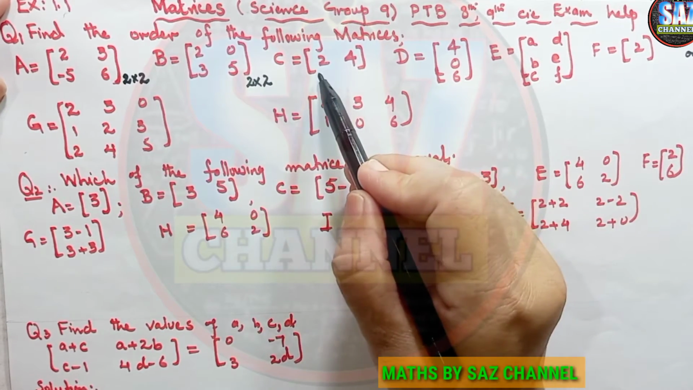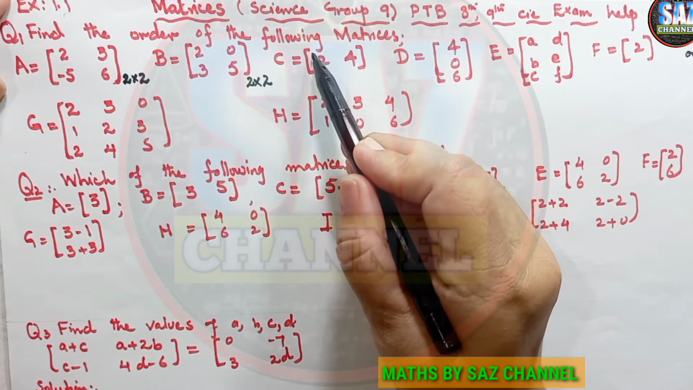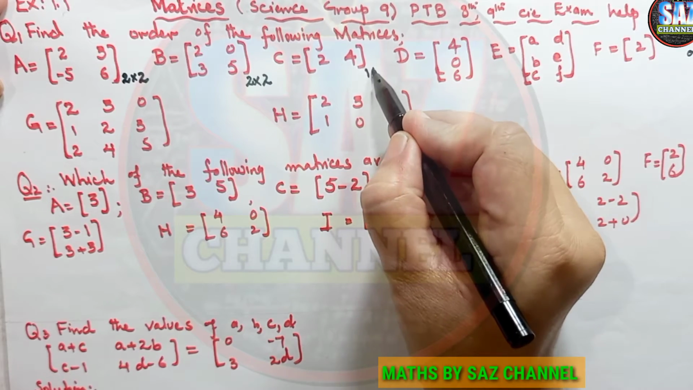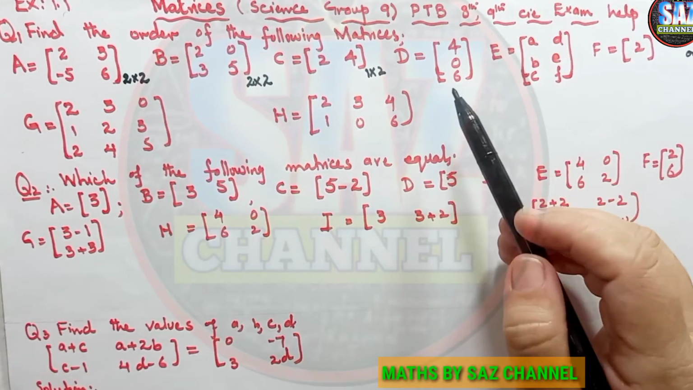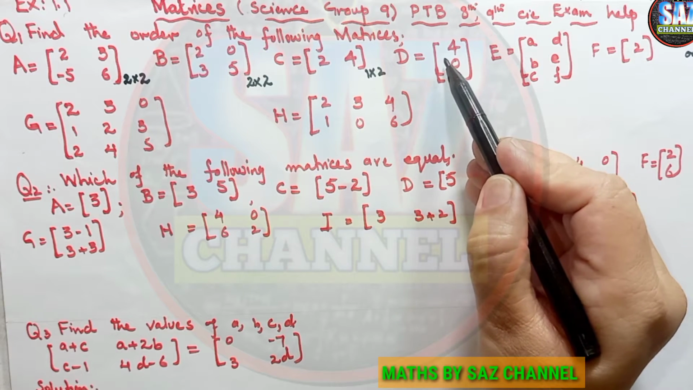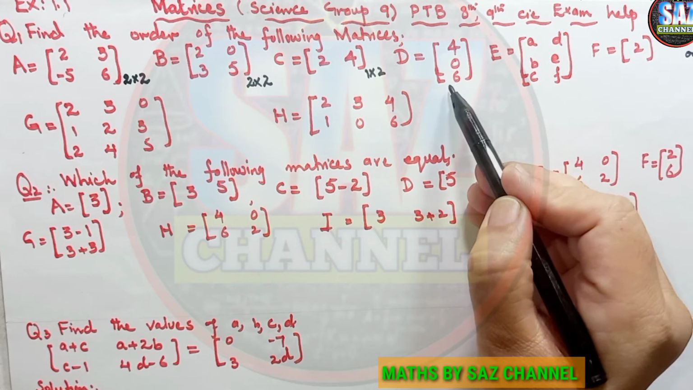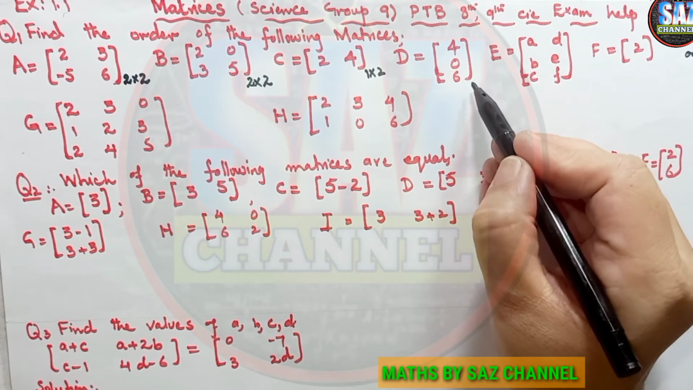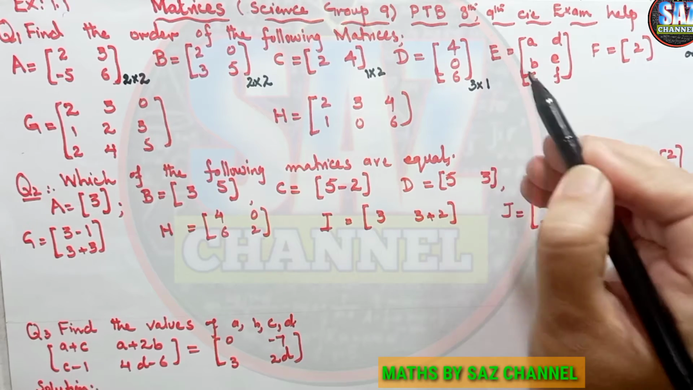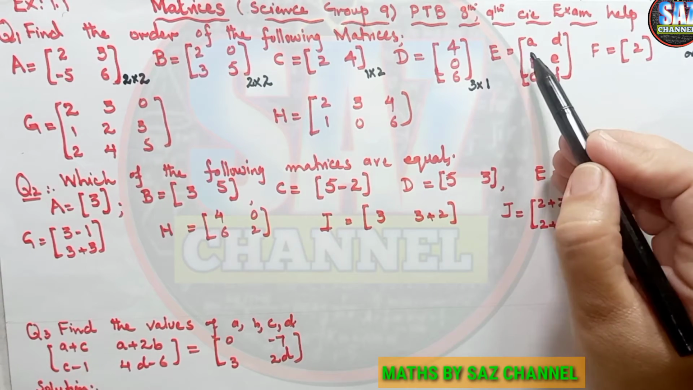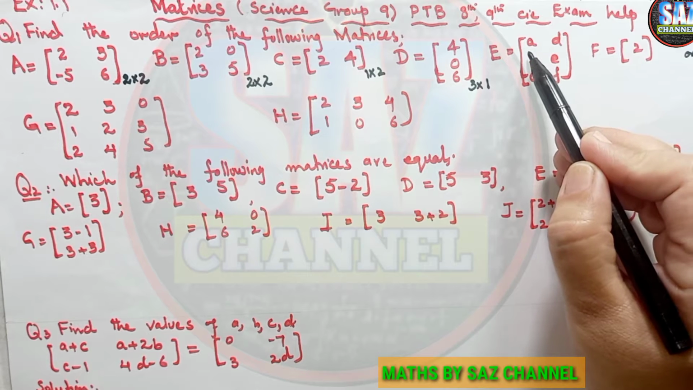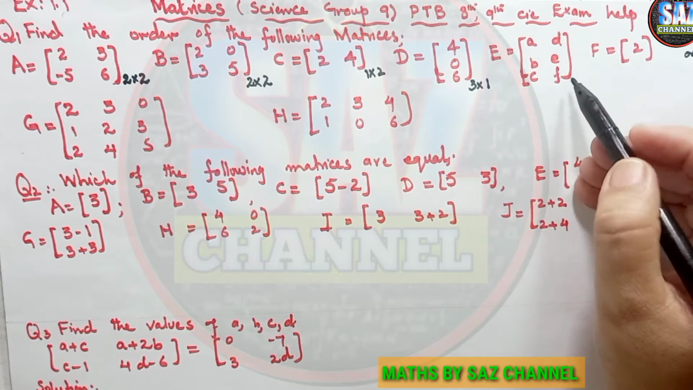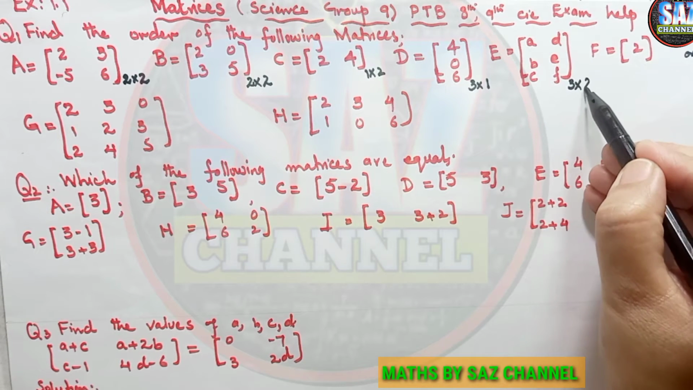And C, if you look at C, it has one row and two columns. Rows must be written in the beginning, so its order is 1 by 2. Now if we look at the D part, we can see one row, this is the second row and this is the third row, and we have only one column, so it has the order 3 by 1. Coming to the E part, it has one row, two rows, three rows and 2 columns, so its order is 3 by 2.